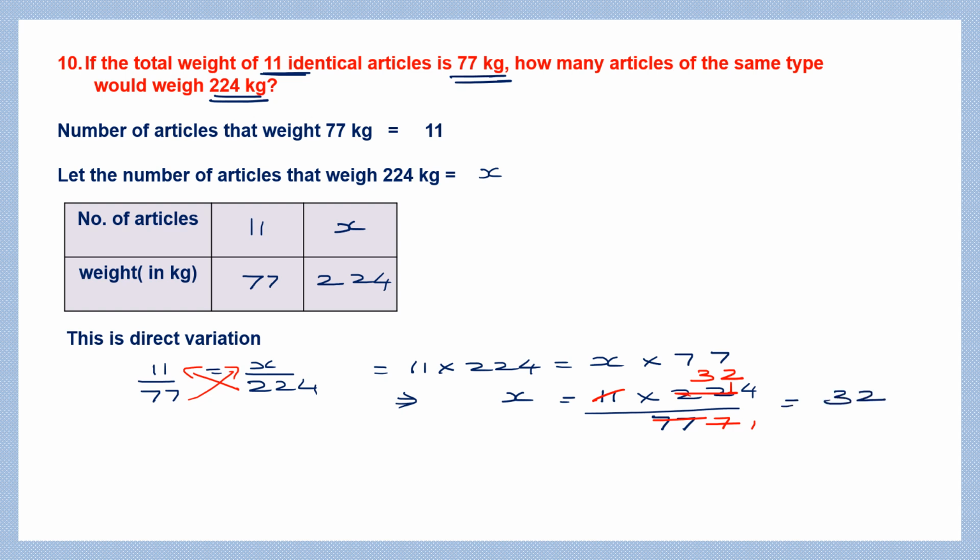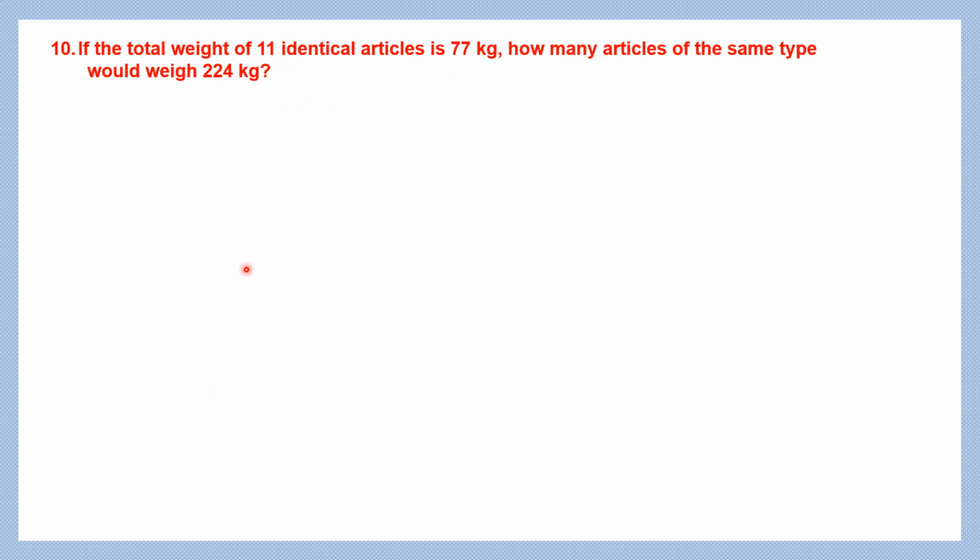That means the number of articles is x, isn't it? So, and that is 32. So we have found the number of articles that weigh 224 kg, and that is 32. This is our answer.